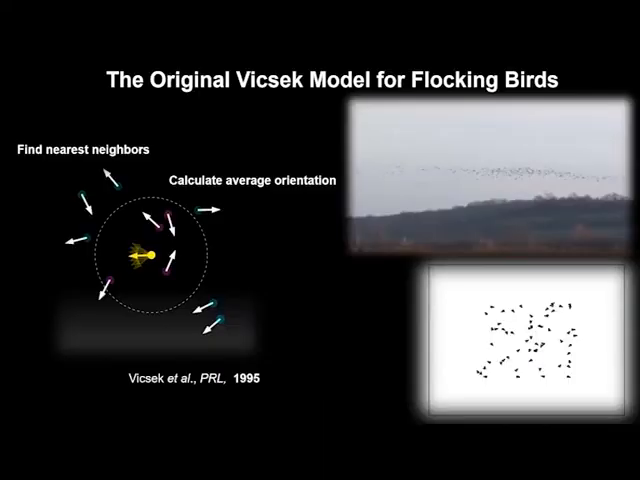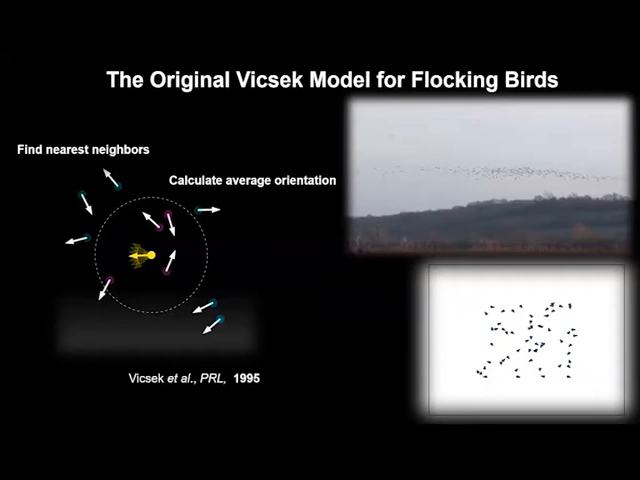The study of active matter has been popular in the past decade. I think it's fair to say that the whole field started with this piece of theoretical work published in 1995, in which the authors proposed a simple model to mimic the collective motion of birds. In this model, each particle has its own velocity, and at each time step, they will find their neighbors within a certain range and take their average orientation as their own orientation for the next time step.